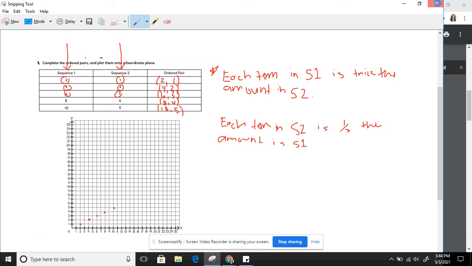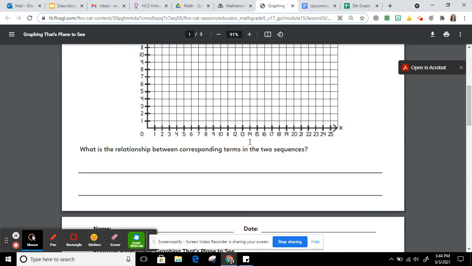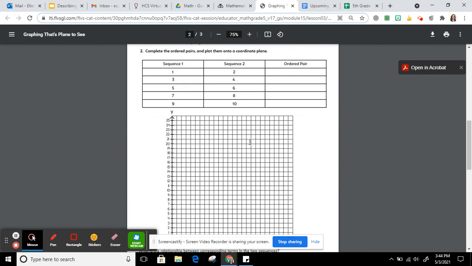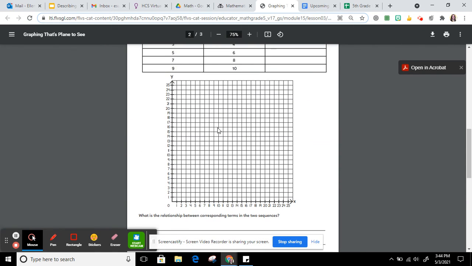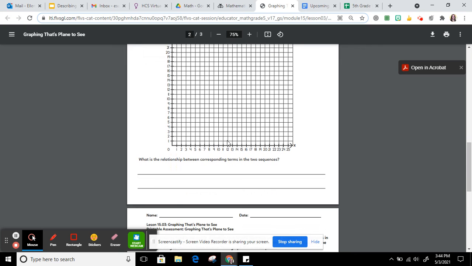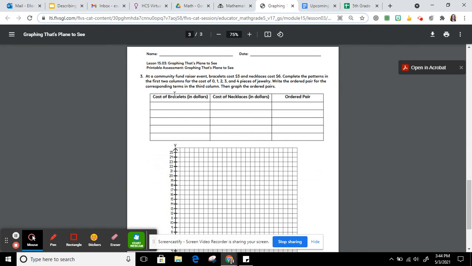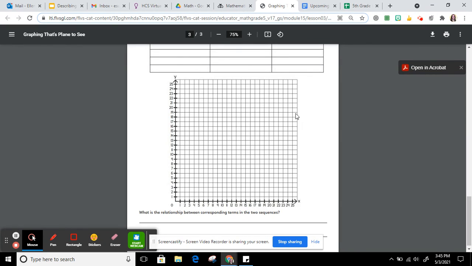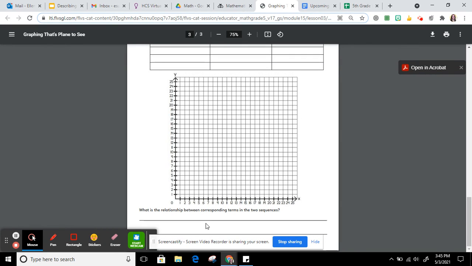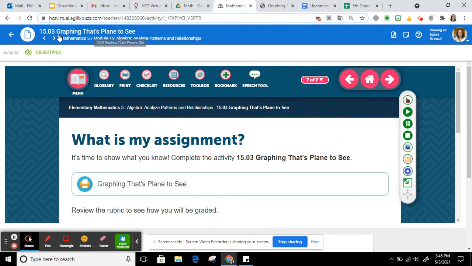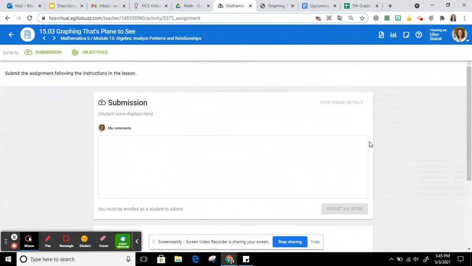Okay? So that's what you're doing for number 2. Same thing, ordered pairs. Write them in or put them into the coordinate grid. What's the relationship? 3 is a little different, where you are going to use these rules that they're giving to you. You're going to fill out the chart, write the ordered pairs, graph it, and then again, what's that relationship between the two sequences? When you're done, you'll go to the next activity tab. You'll click on the blue plus button on your page and attach your work.